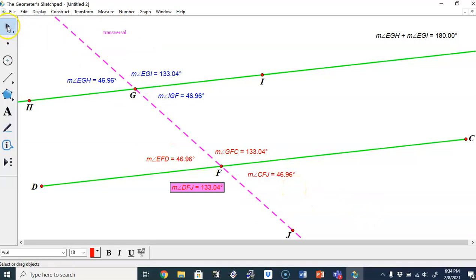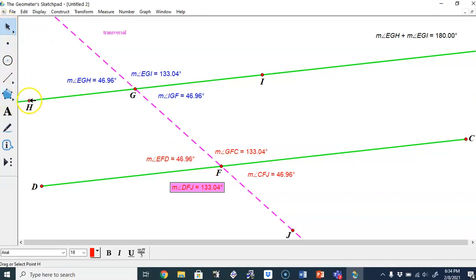Now, let's look. What's going on with our alternate interior angles? I've got this blue one up here, IGF. If I go to the other side, stay interior, and go to the opposite side, alternate interior, so I'm making my X. Look, 46.96, 46.96. They're exactly the same. And again, we don't even have to ask, but let's do it anyway, just for fun.